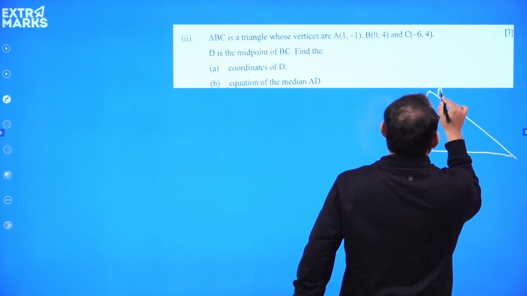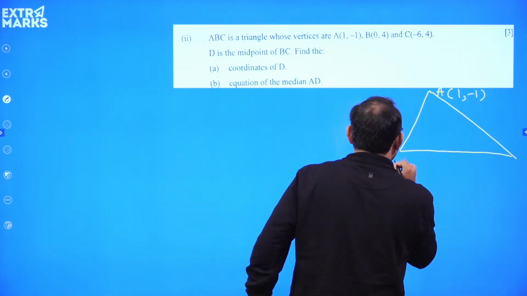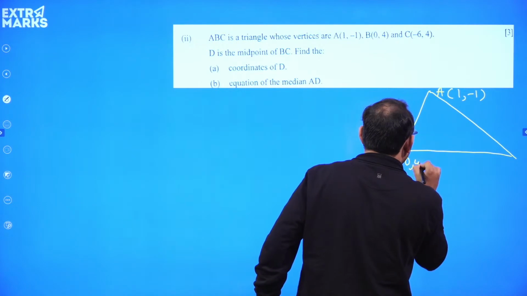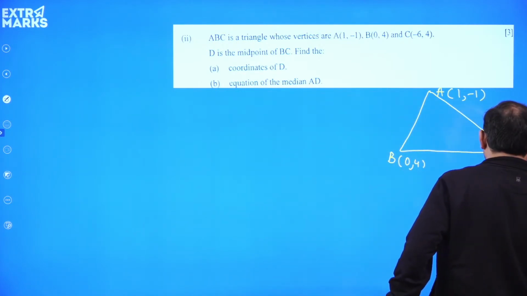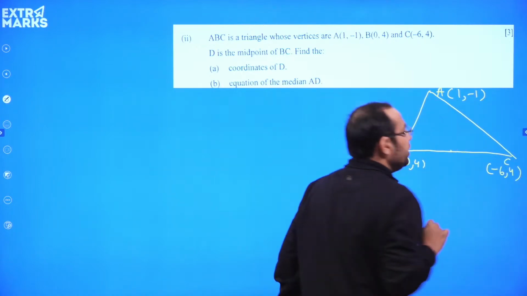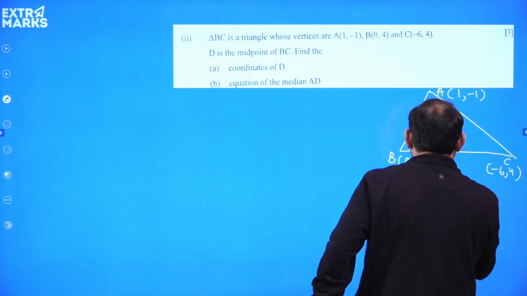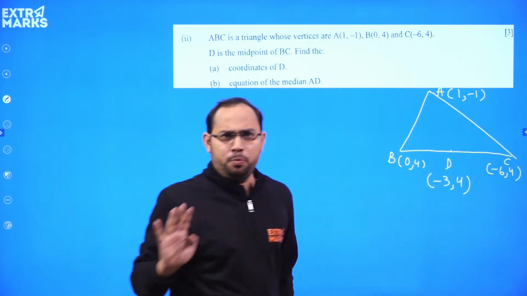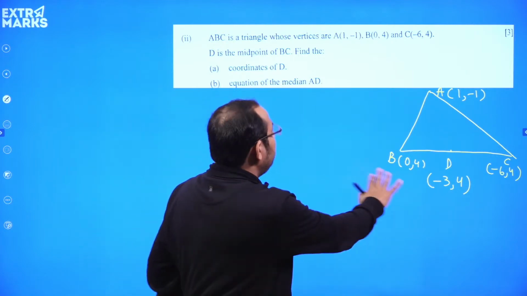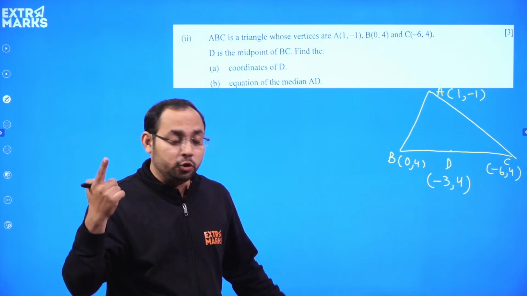which is A, 1 comma minus 1. Then I have B, which is 0 comma 4. And then I have C, which is minus 6 comma 4. First thing you will do is you will find the midpoint of BC, which is D, and that will come minus 3 comma 4. Now you have 2 points. You are supposed to find, first of all, coordinates of D. Sorted, done, no problem. Let's move to the next part.